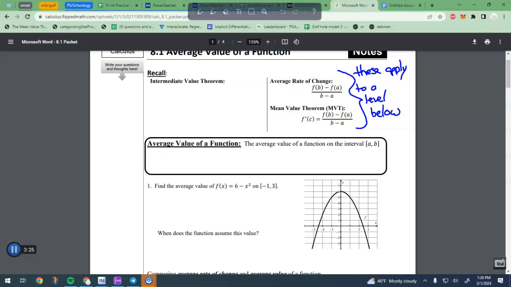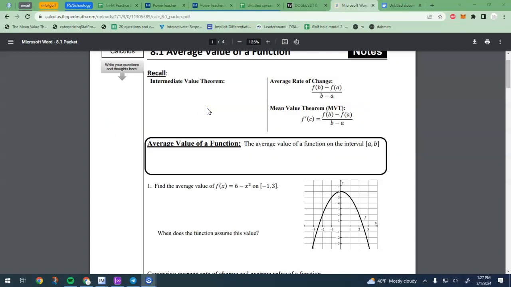The average value of a function, so this applies to your level. Does that make sense what I mean by your level? Like it's the actual equation you're looking at, not the derivative, not the level below. And I think we can kind of derive this. I don't know how much that helps or not.